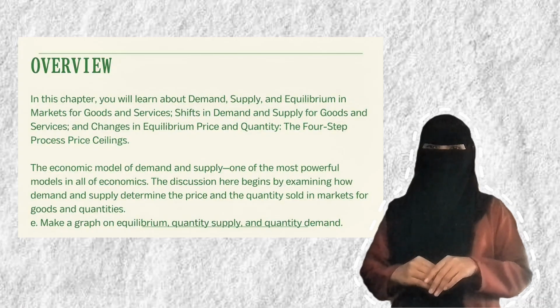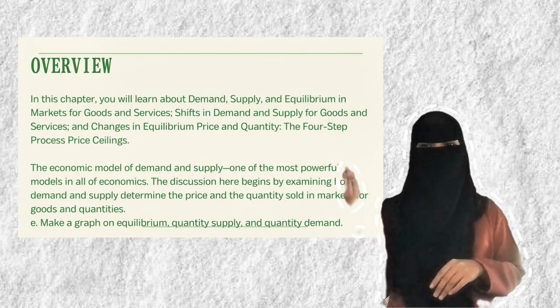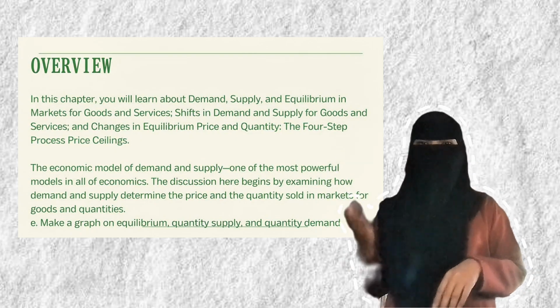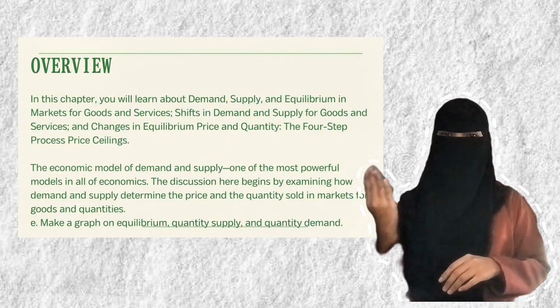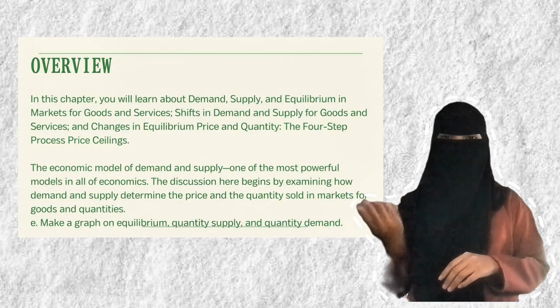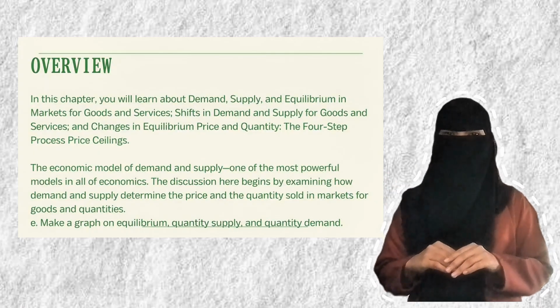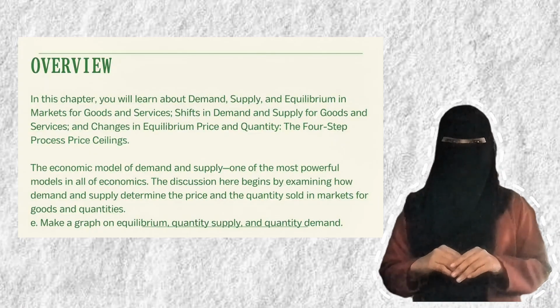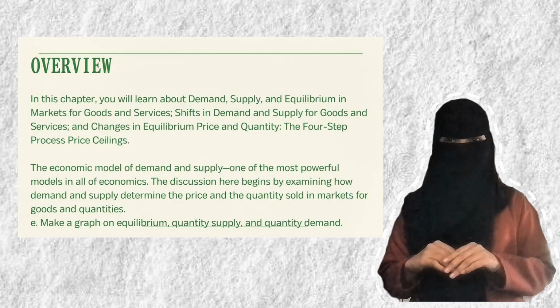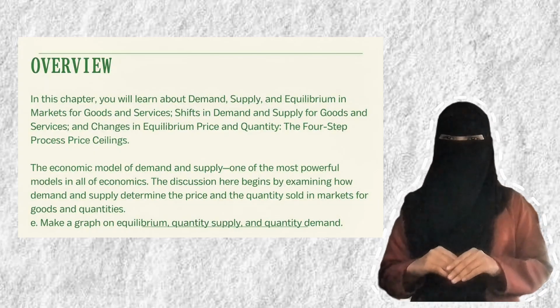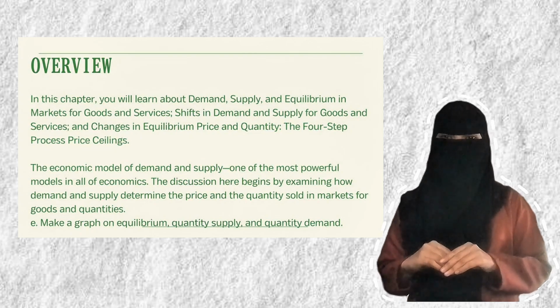In this chapter, we will learn about the demand, supply, and equilibrium in markets for goods and services, shifts in demand and supply for goods and services, and changes in equilibrium price and quantity. The four-step process, price ceiling. The economic model of demand and supply is one of the most powerful models in all of economics. The discussion here begins by examining how demand and supply determine the price and the quantity sold in markets for goods and services.